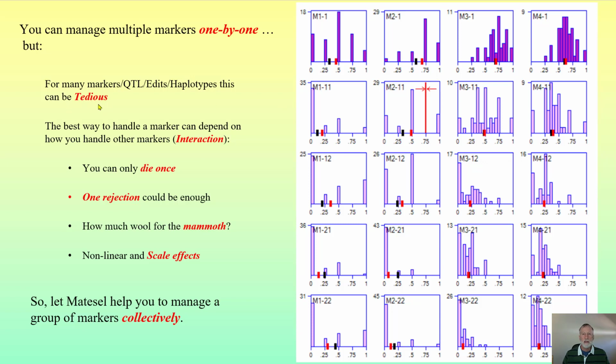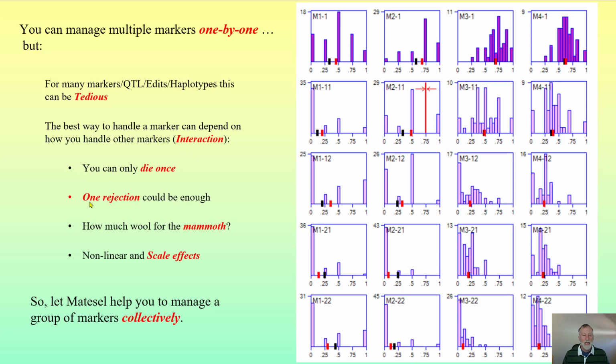So tediousness is one problem, but probably a more important one is that the best way to handle a marker can depend on how you handle other markers, so interaction is the issue there. And with the example of multiple recessive lethals, well, you can only die once. That means that if you have the bad allele from father and the bad allele from mother at a single locus, then you're dead. And it doesn't really matter what happens at the other loci, that's not going to bring you back from the dead.